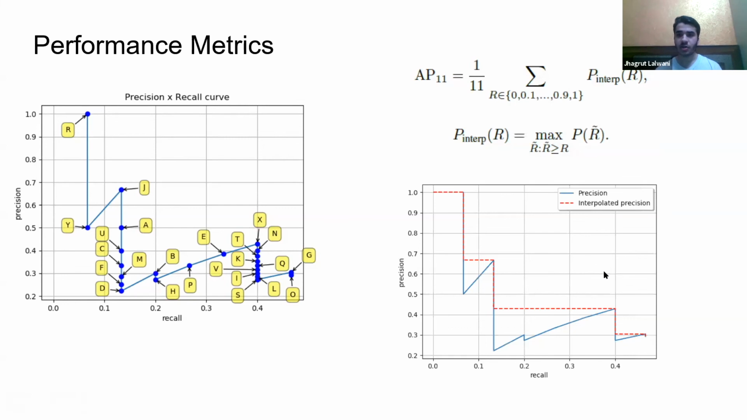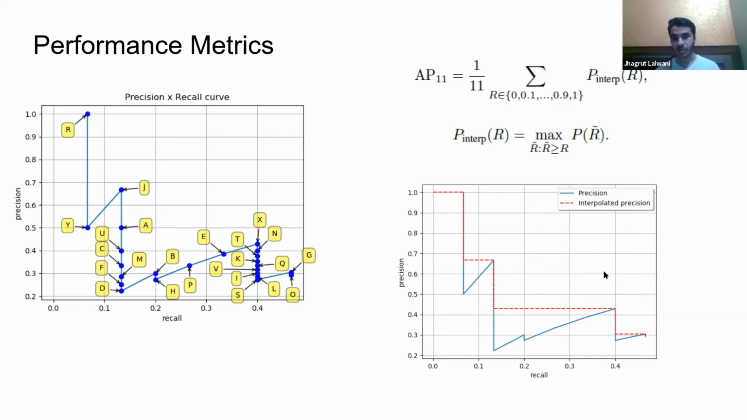So two different interpolations were suggested. One being the 11-point, starting with 0.0 with a gap of 0.1 until 1. So 0.0, 0.1, 0.2 up till 1. And then whatever point they're having, they'll interpolate to the left, and that will be considered as the value of that particular location.